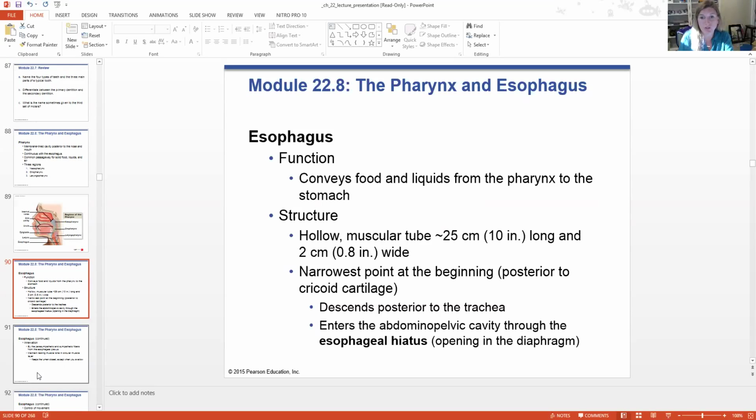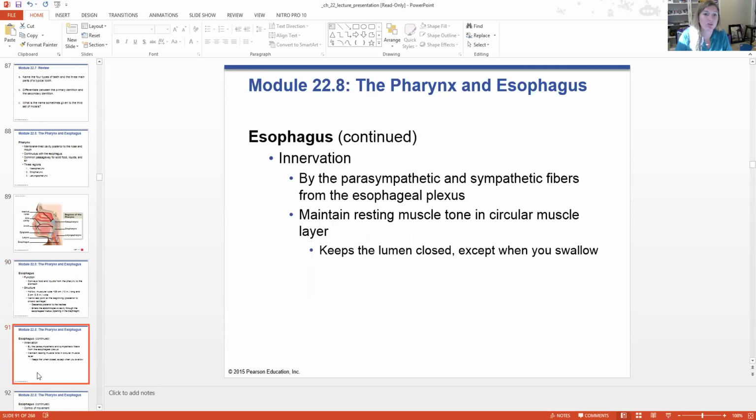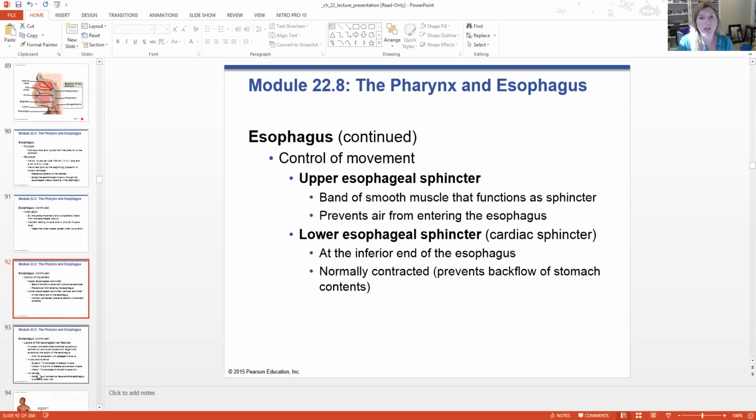So it's basically a hollow muscular tube about 10 inches long, and the narrowest point is at the beginning, right up near the larynx, and then it goes all the way down behind the trachea and enters the abdominopelvic cavity through the esophageal hiatus. The esophageal hiatus is literally the hole in the diaphragm that this muscular tube passes through. It's innervated by parasympathetic and sympathetic fibers. It maintains a resting muscle tone, and basically the lumen is kept closed except when you swallow, in which case the passing food or liquids will enlarge that space. There is a certain level of control.